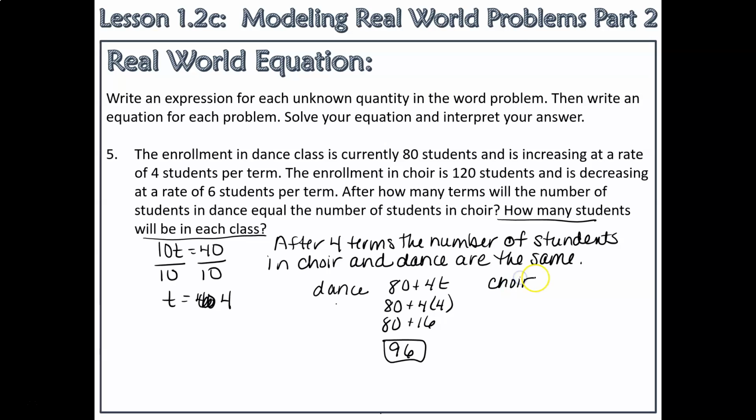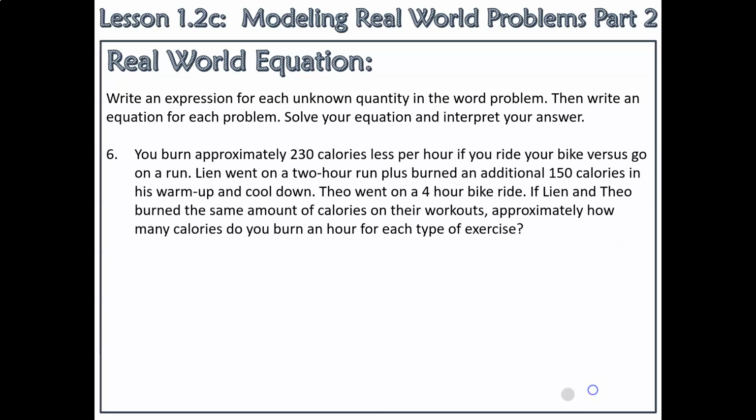For choir, our expression was 120 minus 6t. So if we take t and replace it with 4, I have 120 minus 24, which will give us 96. So there will be 96 students in each class. And they should be the same because we just figured that out. Okay, we have one more.